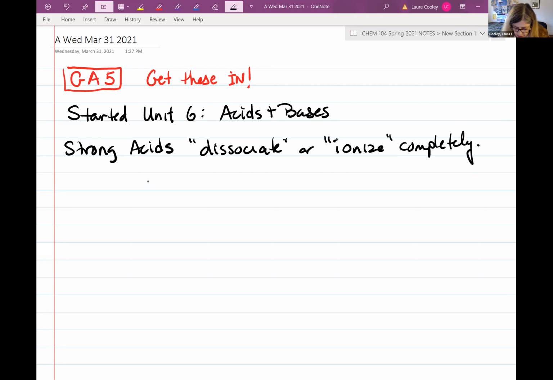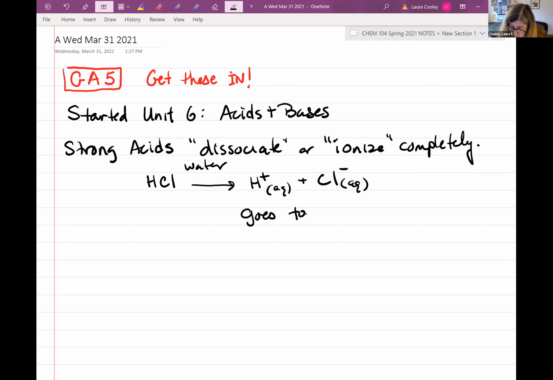What that means is, for example, if you have hydrochloric acid, which is a strong acid, and you put it in water, it completely gives you H+ and Cl- ions. It doesn't stay as HCl at all. This essentially goes all the way to the right, which is the expression we used in lab this week: it goes to completion. All right. And there are only 6 of them, and I told you what they were last time.